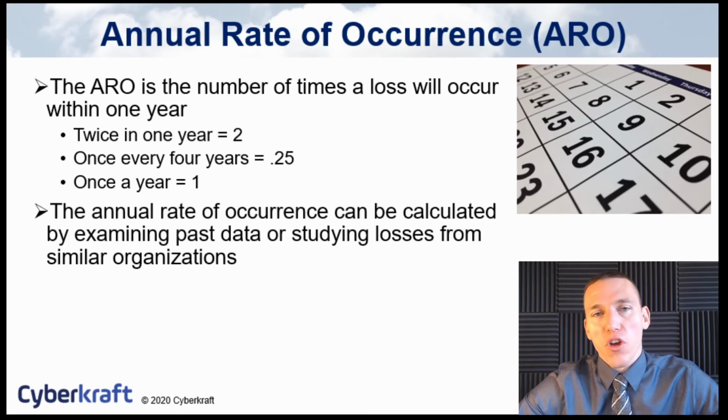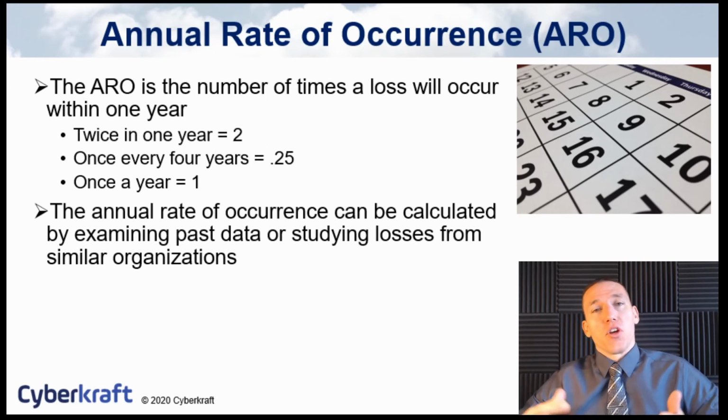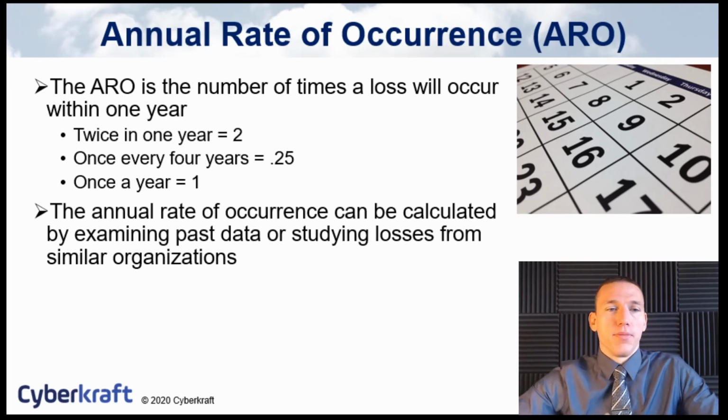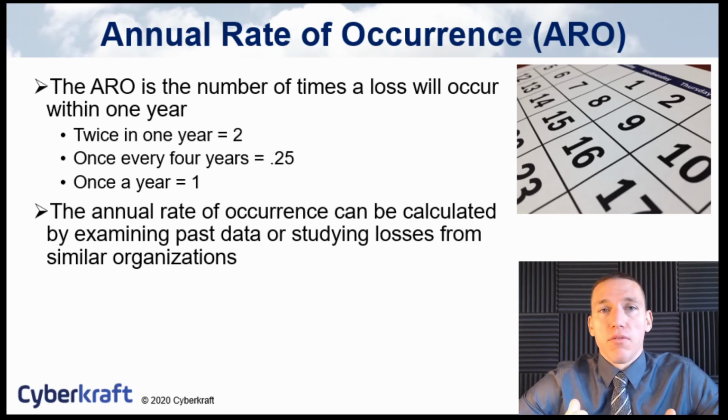The annual rate of occurrence is very easy to calculate. You take over a year how many times an outage is expected or has occurred if you have historic data. If it occurs once per year, your ARO is 1. If it occurs twice in a year, it's 2. If it occurs once every 4 years, it's 0.25. Very simple to calculate, and it's just the number of times an event occurs per year.